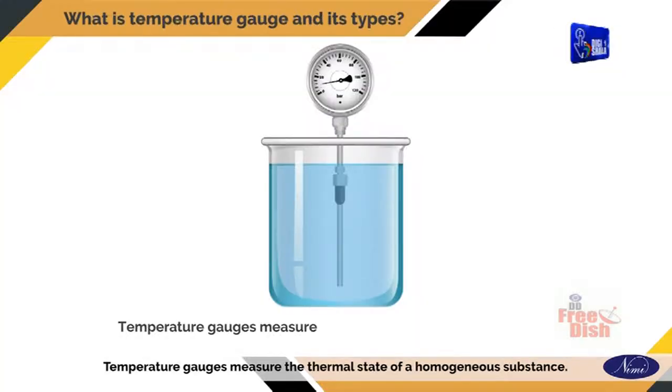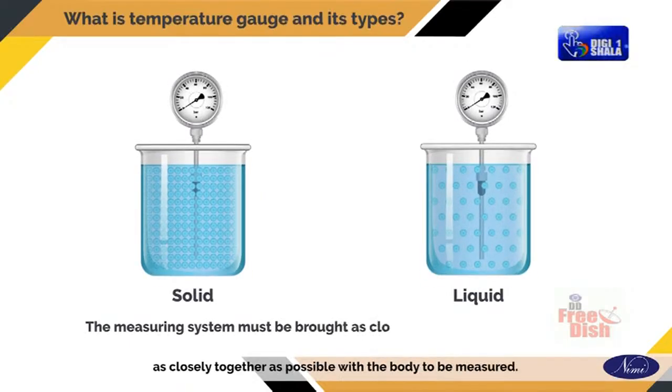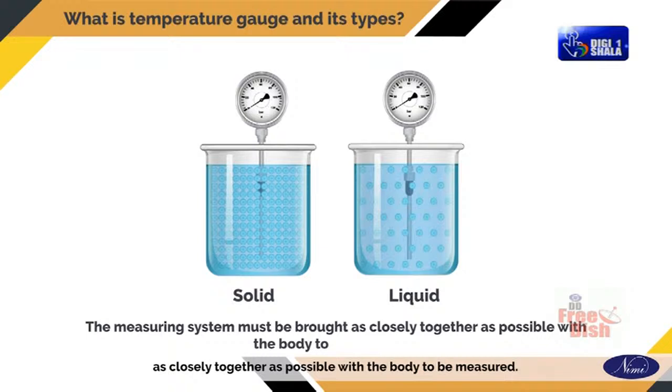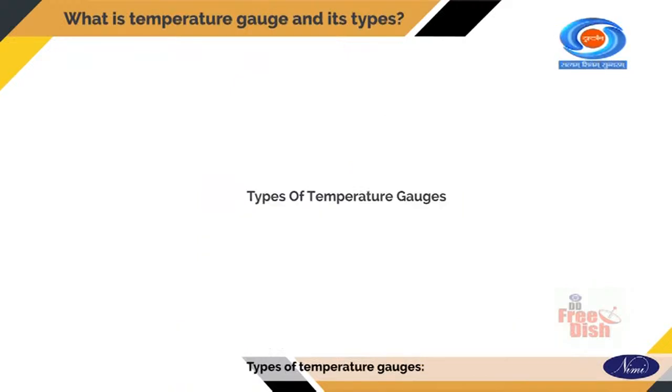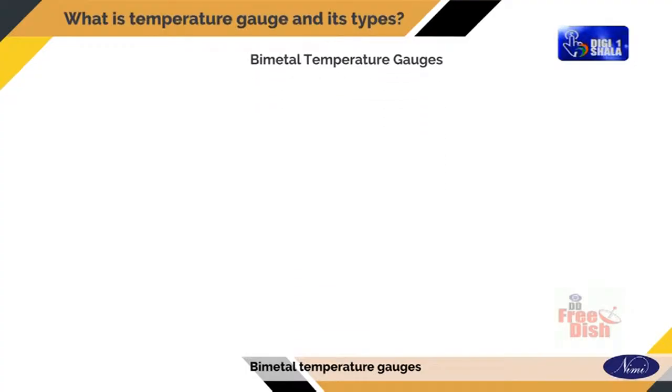Temperature gauges measure the thermal state of a homogeneous substance. The measuring system must be brought as closely together as possible with the body to be measured. Types of temperature gauges. Bimetal temperature gauges.